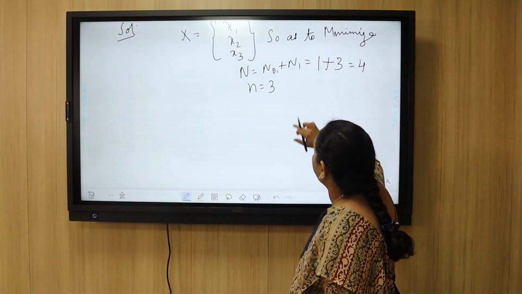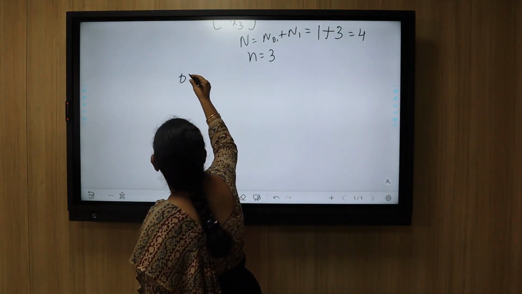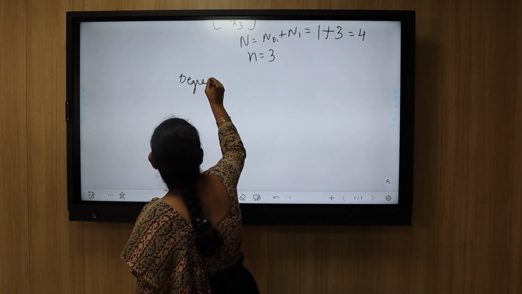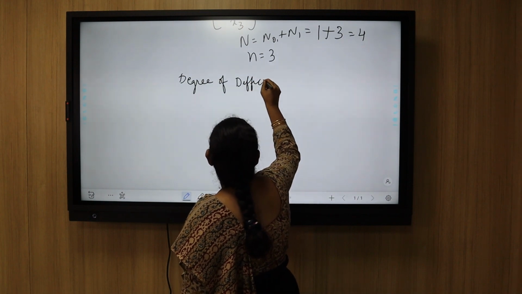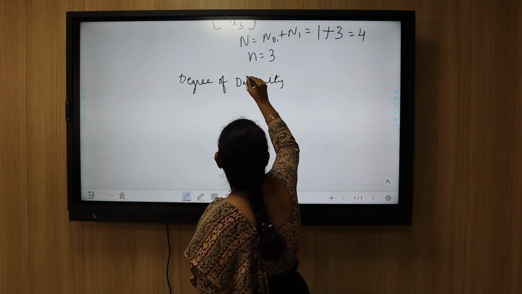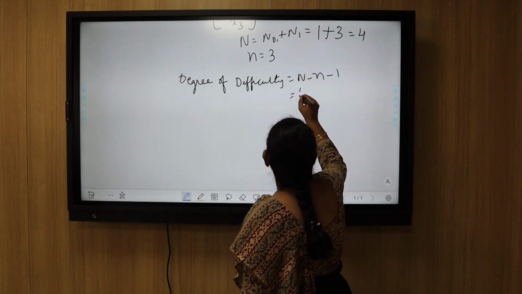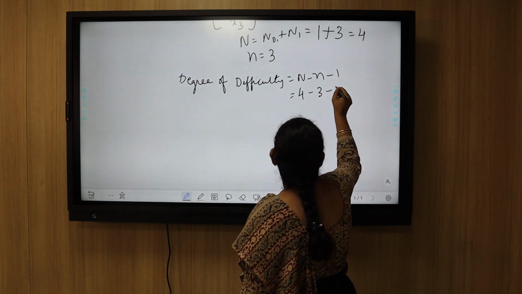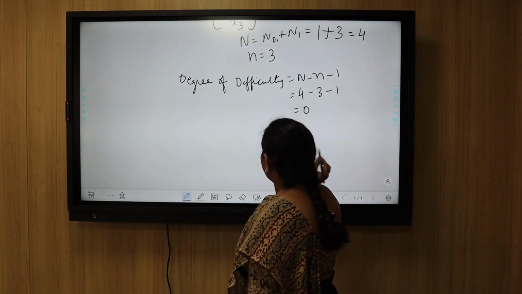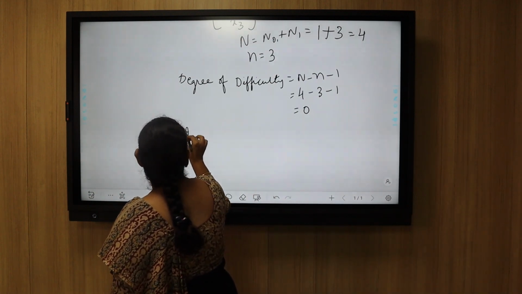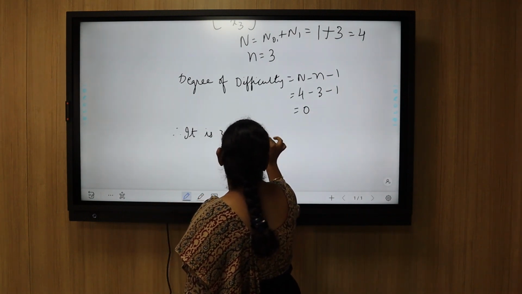So now we have to find the degree of difficulty. The degree of difficulty formula is capital N minus small n minus 1, that is 4 minus 3 minus 1, that equals 0. So again it is a 0 degree of difficulty problem.